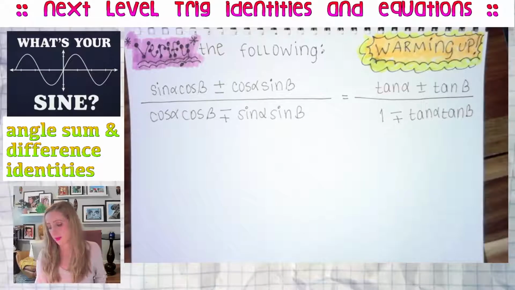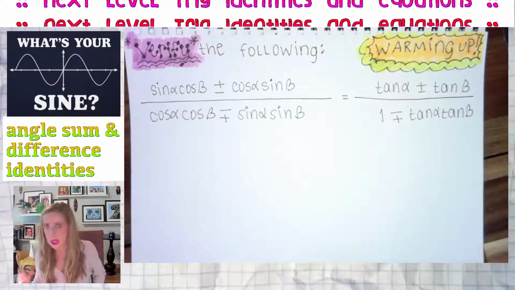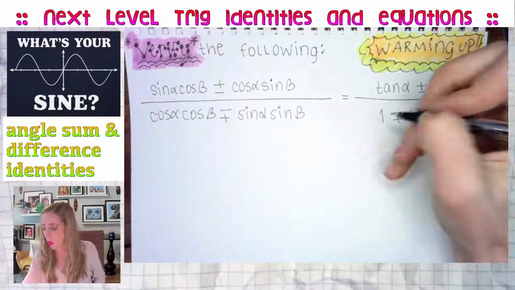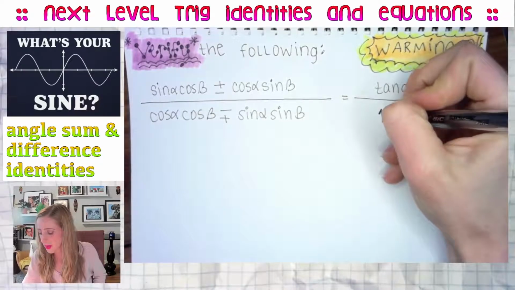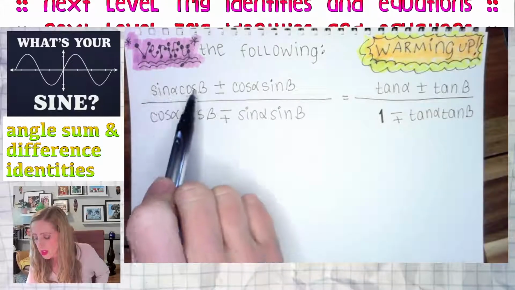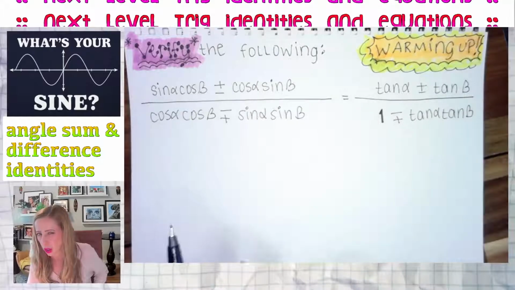So let's get started. Whenever I have an identity that looks to be a little heavy, overwhelming, busy, a lot of stuff going on, I always try to hone in on the 1. If there's a 1 involved, it makes it really easy for you, especially in a case like this one, where you have something plus minus something, something plus minus something. The numerators are structured the same way.